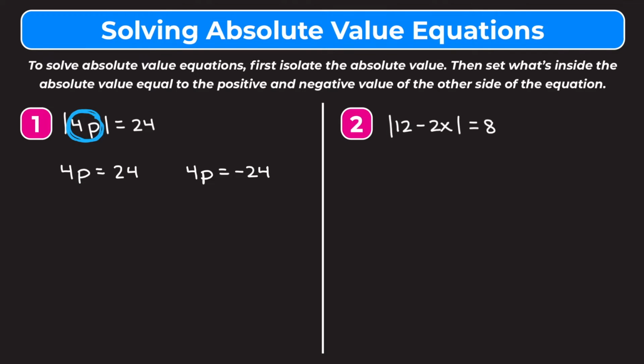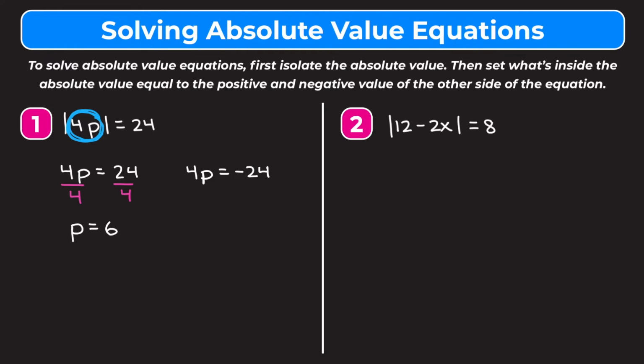So now let's solve each of our two equations. On the left, we have 4p equals 24. To get rid of the 4 that's being multiplied, we're going to divide both sides by 4. The 4 divided by 4 on the left turns to 1, so we're left with 1p, which is just p. On the right, 24 divided by 4 is 6. So we get that p is equal to 6.